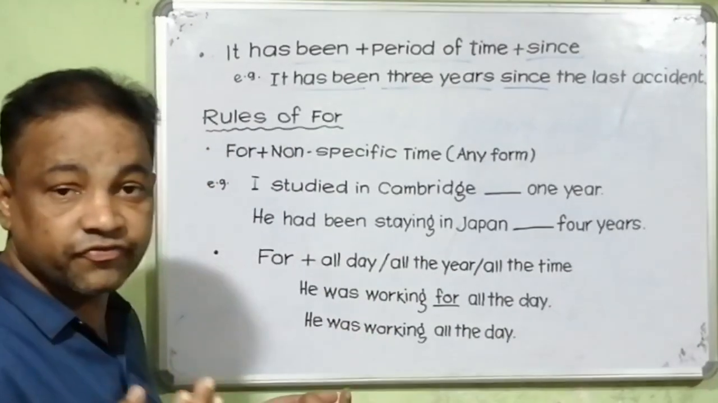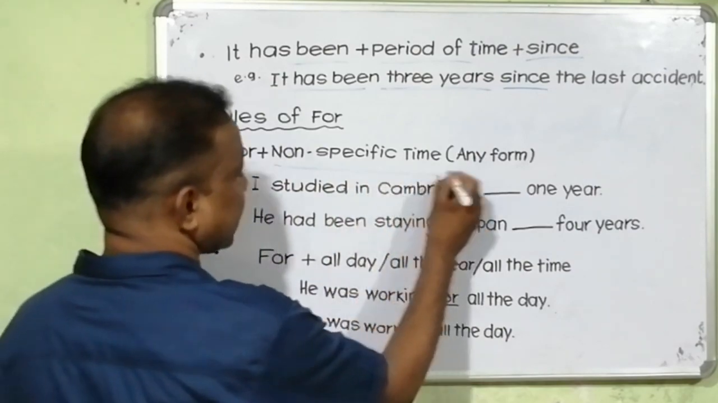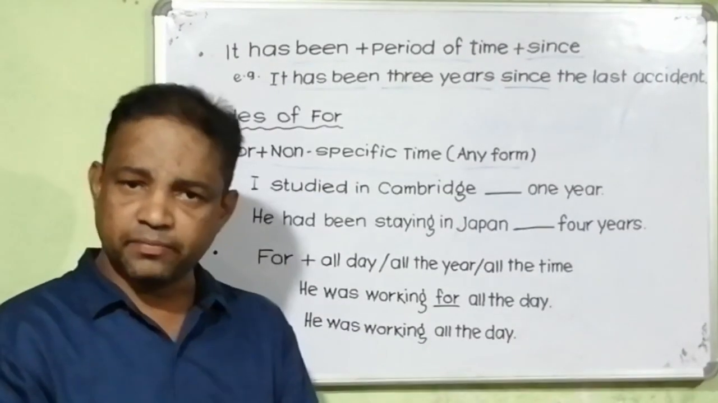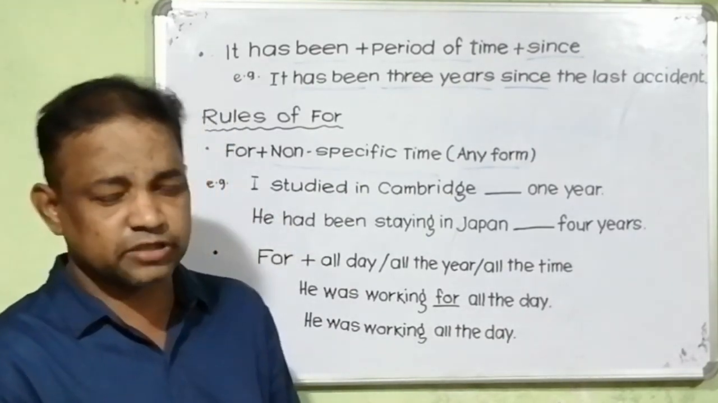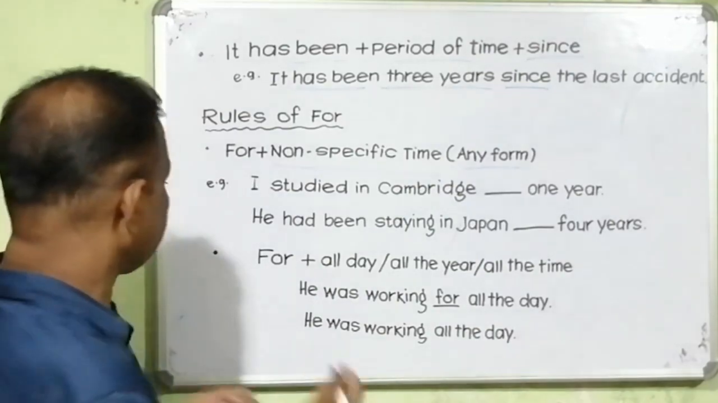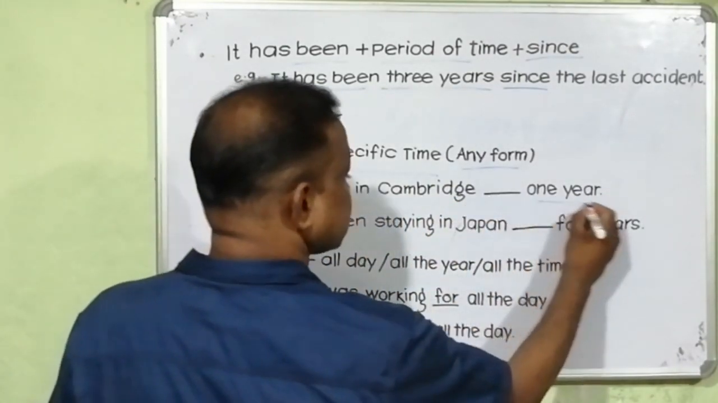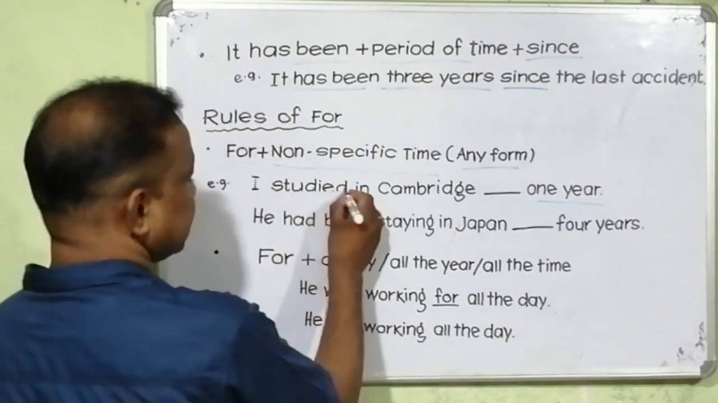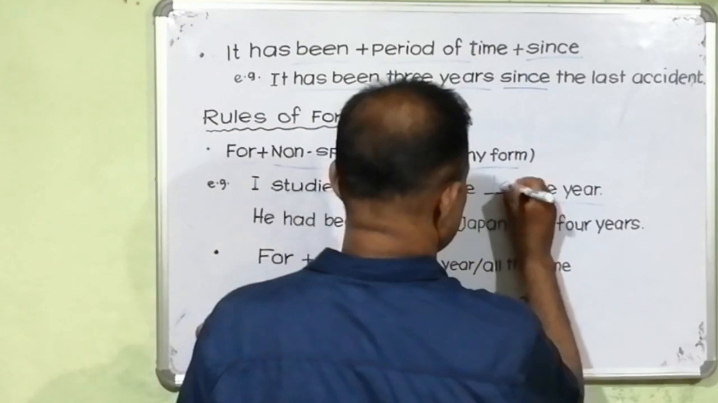Let us know rules of for. Rule number 1. For plus non-specific time, you can use any form. That may be simple, progressive, perfect or perfect progressive. Any tense you can use here. For example, I studied in Cambridge for 1 year. This one is non-specific time. This one is in the past simple. So we can use for here.